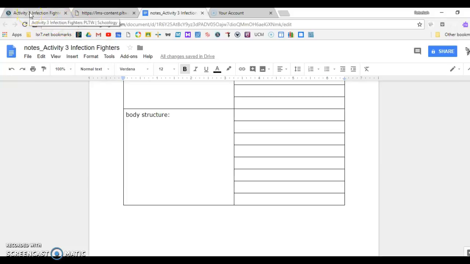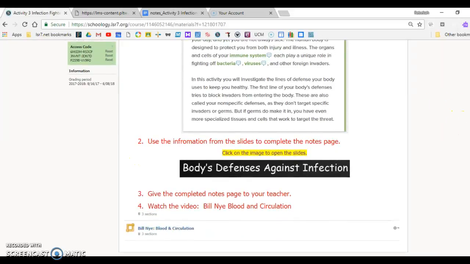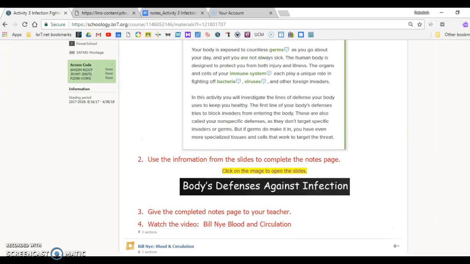Once you have read all the information on all of the slides and you've taken your notes, it says give the completed notes page to your teacher, and then it says watch the video Bill Nye Blood and Circulation, and then you can find the video right here. Okay? Please don't make up the information. Read the information on the slides, determine what's important, and use that to complete your notes page.